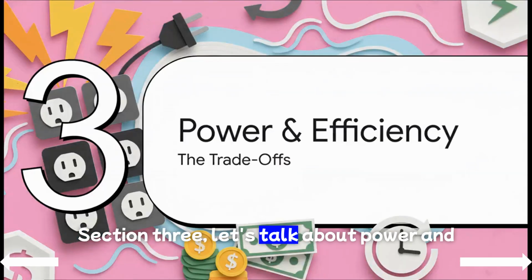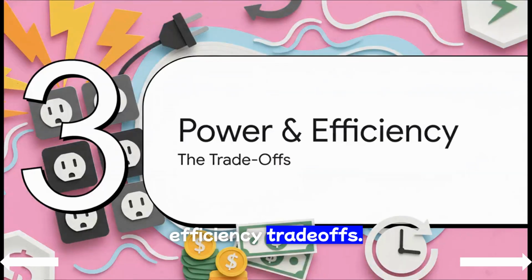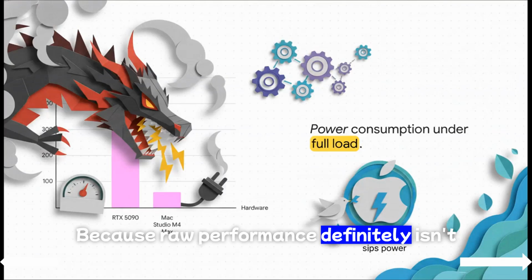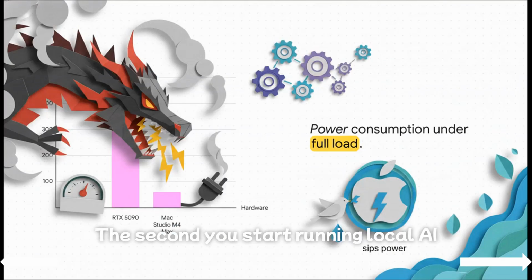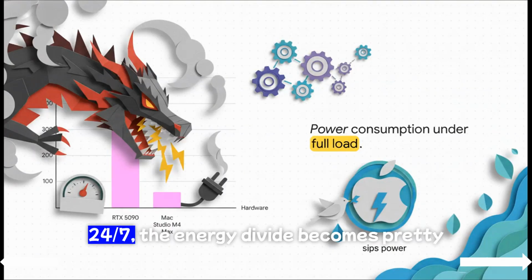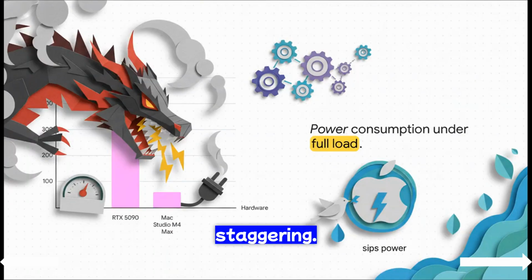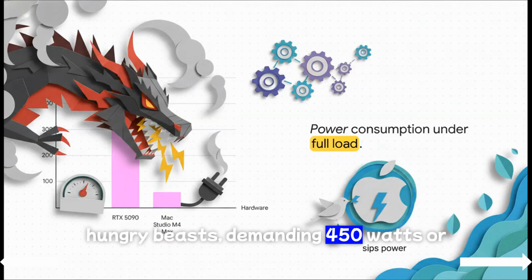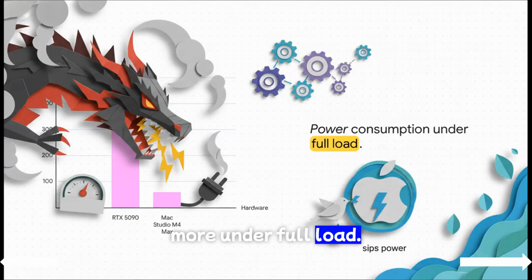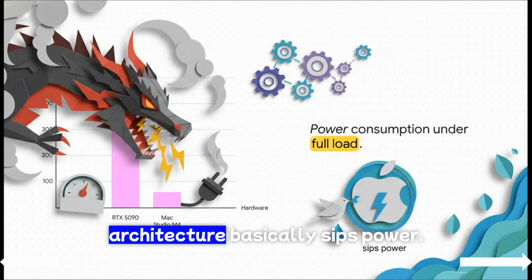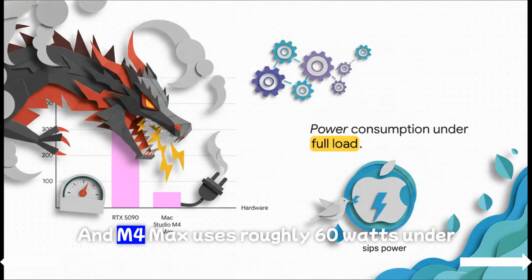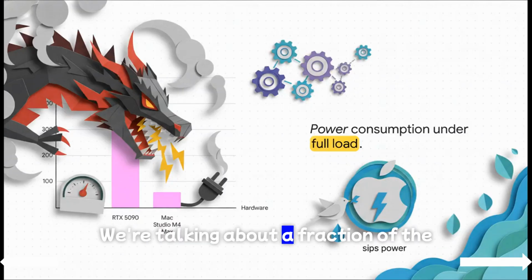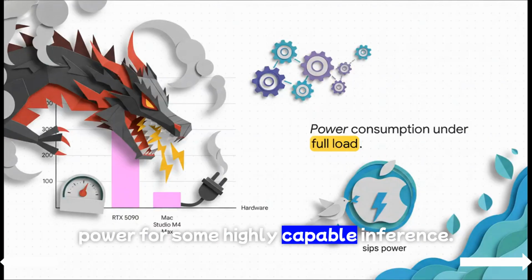Section 3. Let's talk about power and efficiency trade-offs. Because raw performance definitely isn't the only battleground here. The second you start running local AI 24/7, the energy divide becomes pretty staggering. Just consider this. High-end PC GPUs are absolute power-hungry beasts, demanding 450 watts or more under full load. Meanwhile, Apple's ARM-based architecture basically sips power. An M4 Max uses roughly 60 watts under full GPU load. We're talking about a fraction of the power for some highly capable inference.